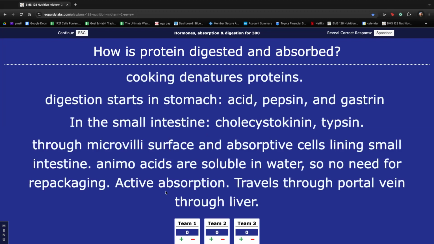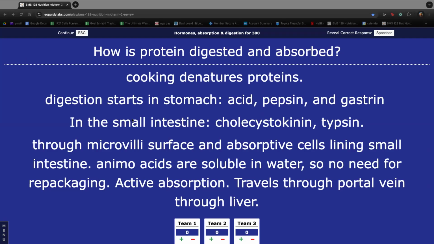Cooking, even before it enters our GI tract, is already starting the breakdown of proteins because it's denaturing them, like we talked about: heat, acid, and all those do that. Once it gets to our stomach, acid, pepsin, and gastrin start digesting it, breaking it down. Then in the small intestine, CCK and trypsin act on protein, producing amino acids. They move through the microvillus surface and absorptive cells lining the small intestine. They're soluble in water, so they don't need to be reassembled and repackaged like lipids do. It's through active absorption. Then it goes through the portal vein to the liver. Any questions about this process?